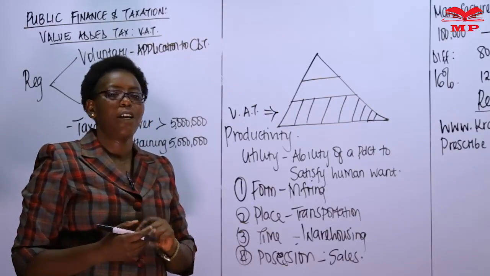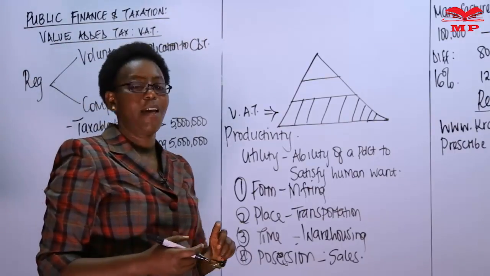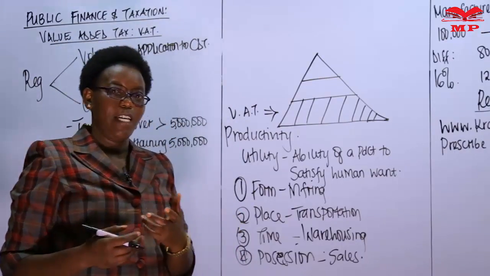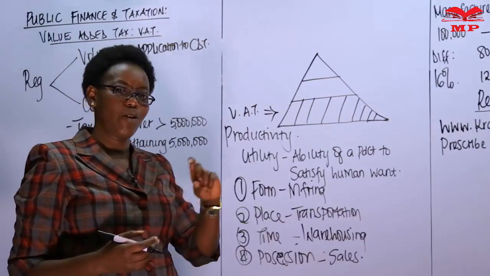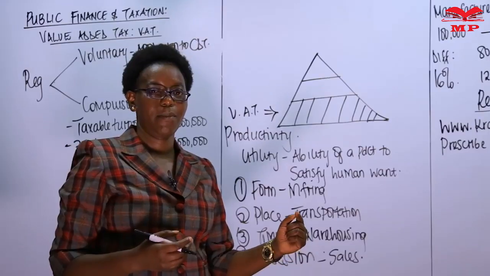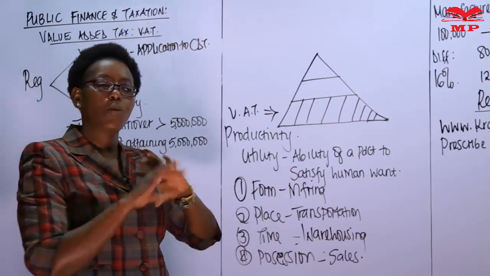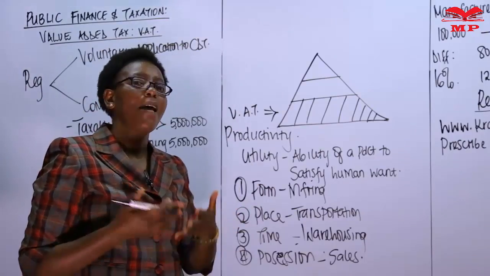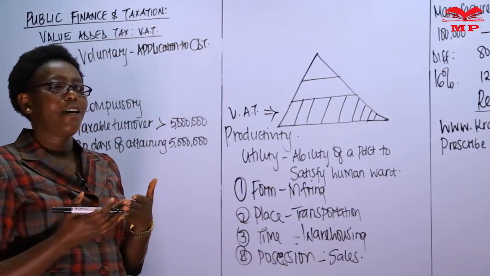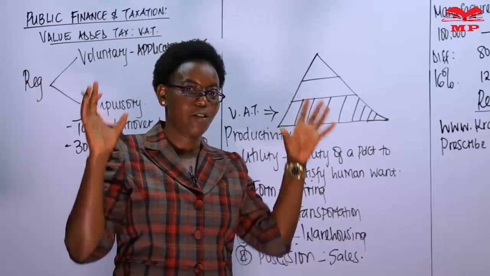When you're registered, you're going to receive a registration certificate from KRA. That registration certificate has a serial number. That serial number must appear in every transaction that you make. And the registration certificate must be displayed conspicuously in the place of business. That simply means that when someone walks into your business, they will be able to see the registration certificate.